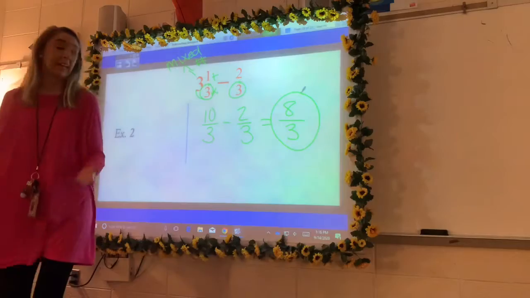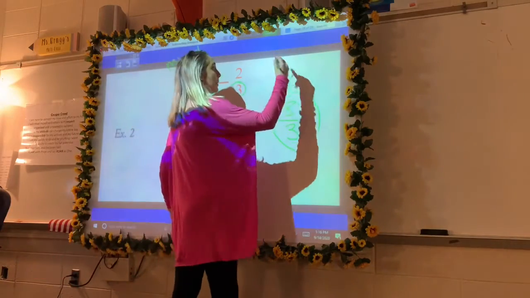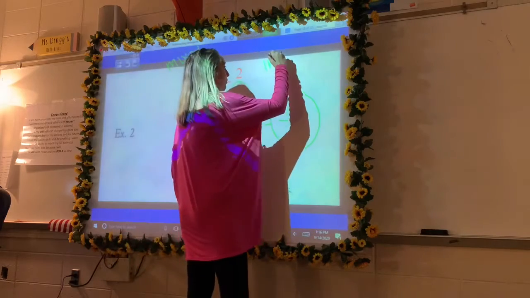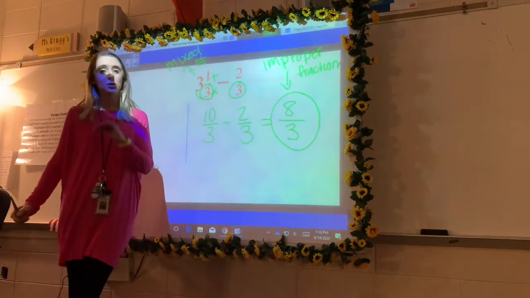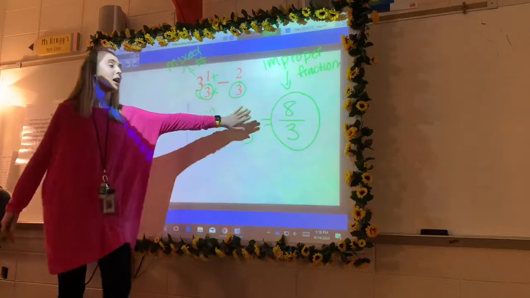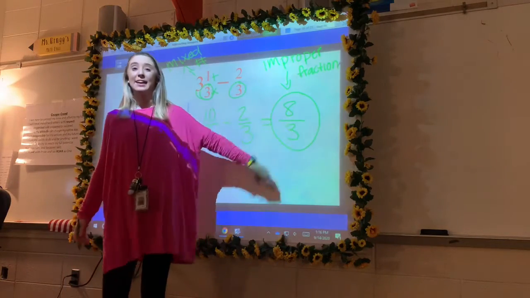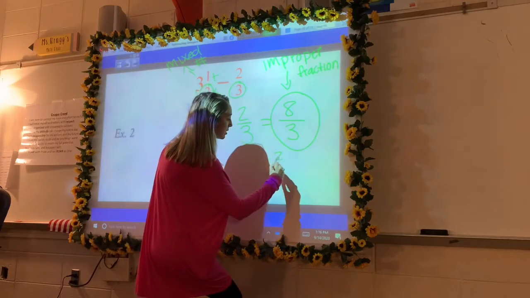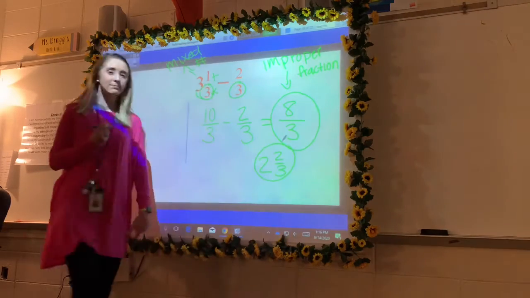Now, you can leave it improper. Remember, when there's a big numerator and a smaller denominator, that is an improper fraction. This is something new to you, so it doesn't feel normal, but you do not need to change that to a mixed number. If you decided you wanted to, that's fine. You should get 2 2/3.